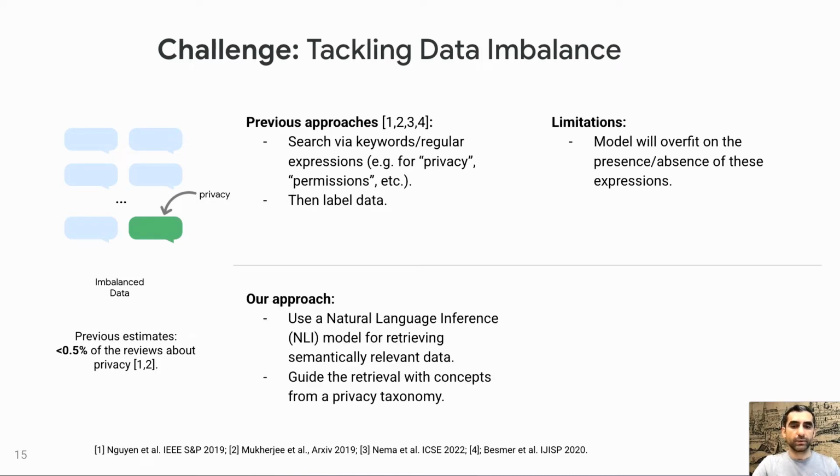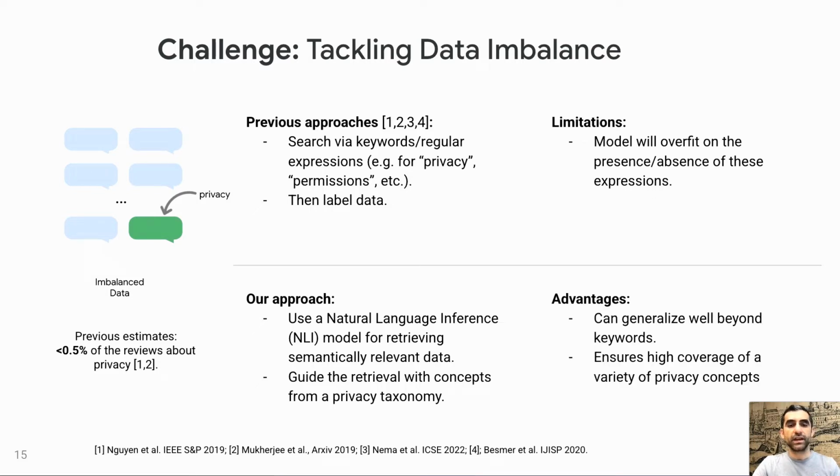Our approach is to use a natural language inference model for retrieving semantically relevant data to the privacy domain. We guide our retrieval with concepts selected from privacy taxonomy. The advantage of this is that it can generalize well beyond keywords. It can also achieve a higher coverage of a variety of privacy concepts.